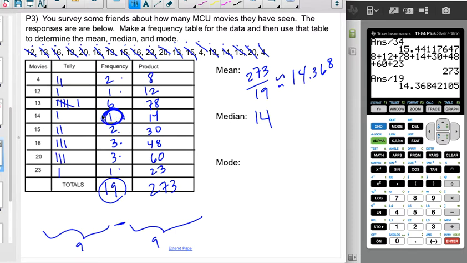And the mode is the one that occurs the most, right? The one that occurred the most was definitely the 13, right? So there you have it.